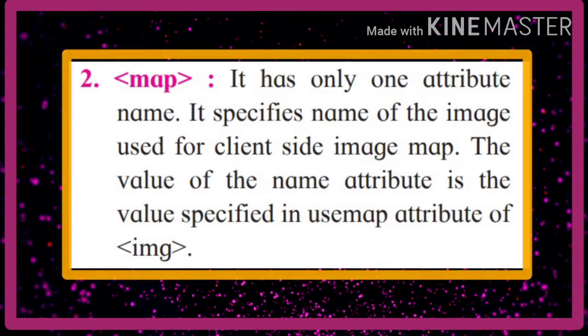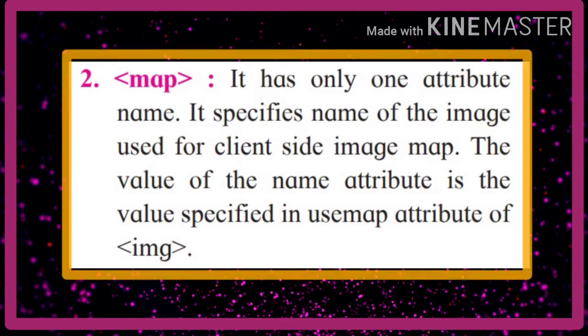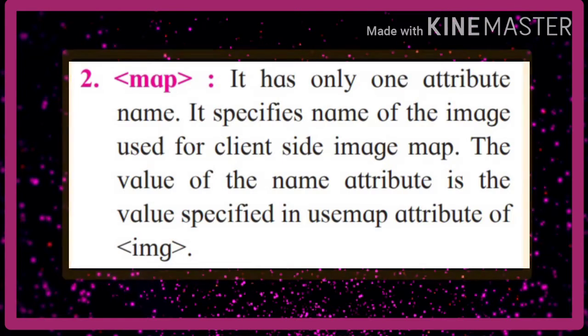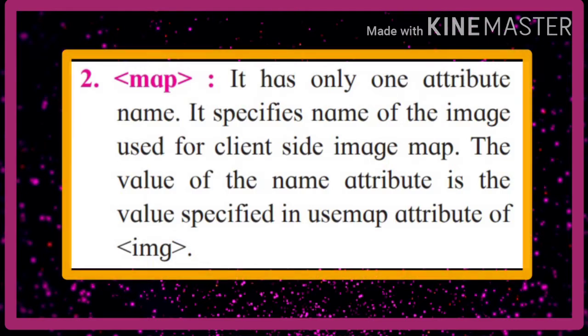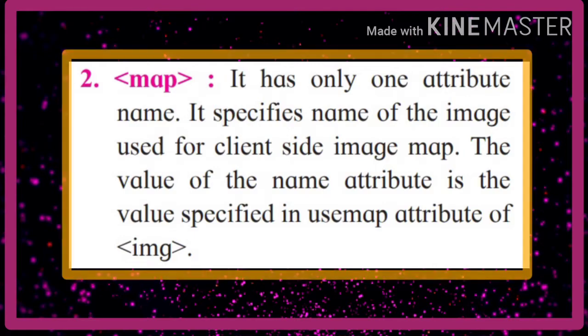Second tag is the map tag. The map tag has only one attribute, that is name. It specifies the name of the image used for a client-side image map. As I said, the value of the name attribute is the value specified in the usemap attribute of the img tag.